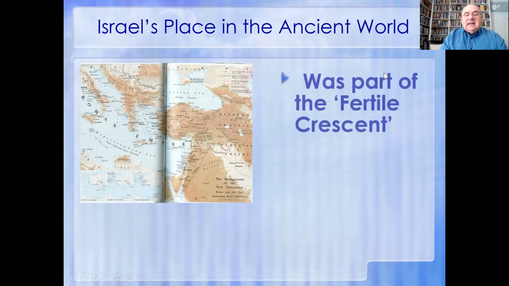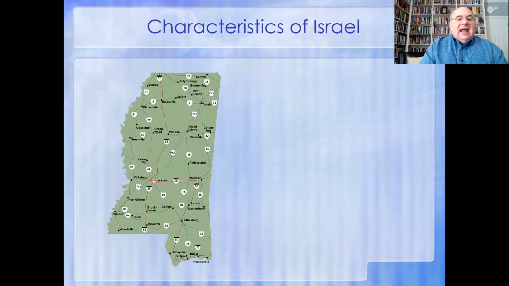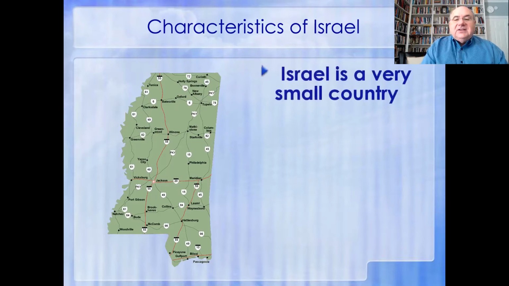So what we identify this as, and you may remember this from high school, is the Fertile Crescent. Let's see if I can move this up a little bit and get it out of your way. Here we go. This is the Fertile Crescent, and Israel basically served as a land bridge. Now, I know that this is a map of Mississippi. I haven't gone totally crazy yet. But what I want you to see here is that Israel is a very small country. And I know that not everyone is from Mississippi, but those of you who are from Mississippi can begin to picture this.